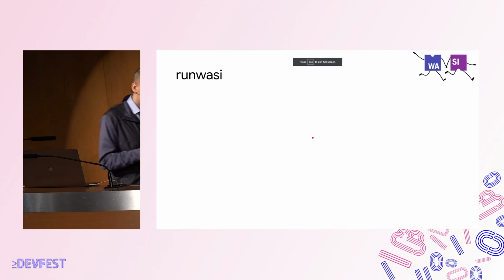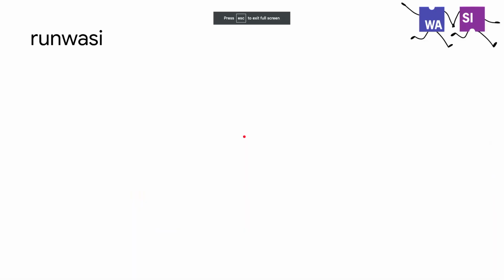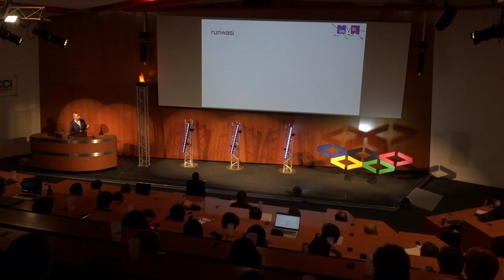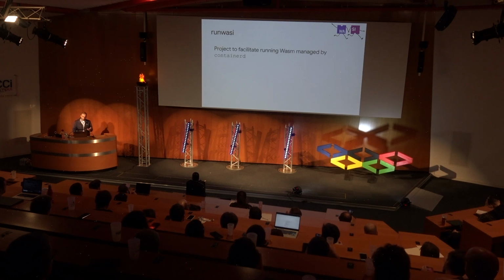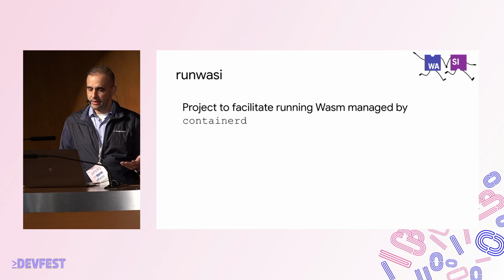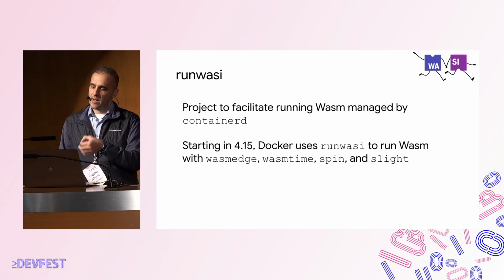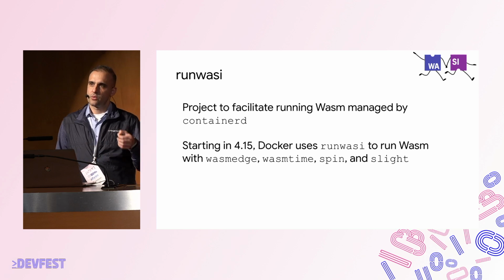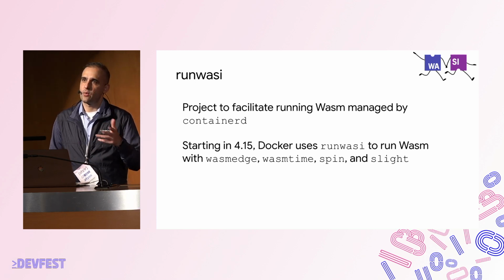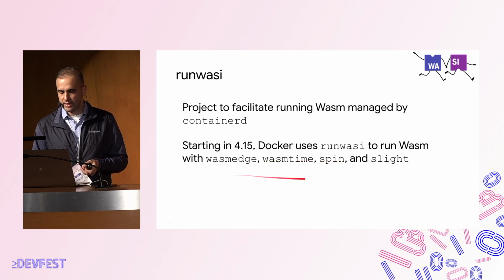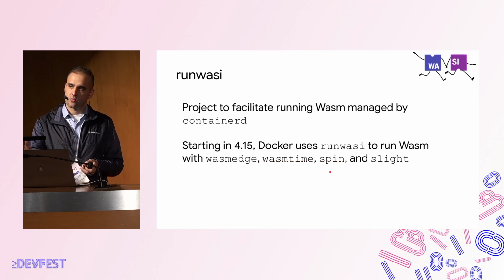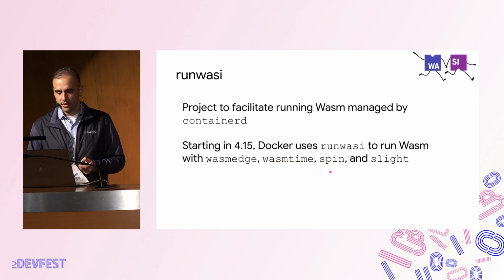Okay, and how is this possible? So how can we run WebAssembly modules within Docker? It's possible through this project called runwasi. It's a project to facilitate running WebAssembly managed by containerd. And starting in 4.15, Docker uses runwasi to run WASM with WasmEdge, Wasmtime, Spin, and Slight runtimes. So Docker basically supports these 4 runtimes, and it uses runwasi under the covers to do that.